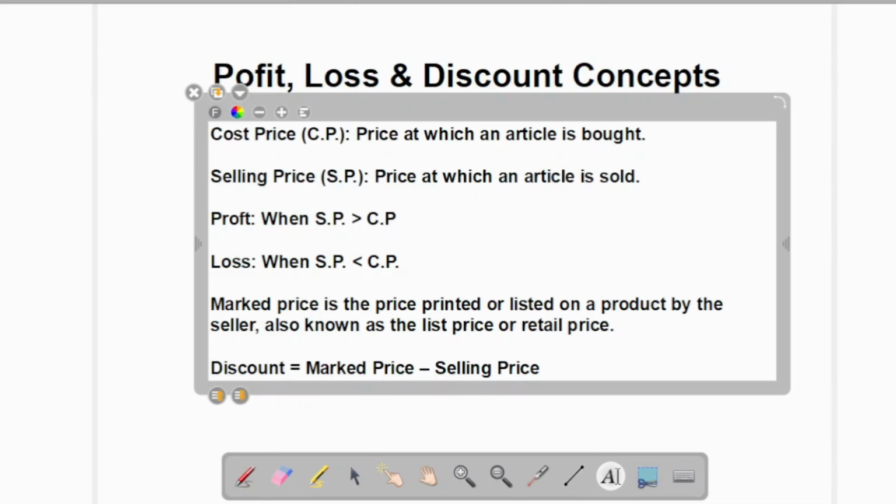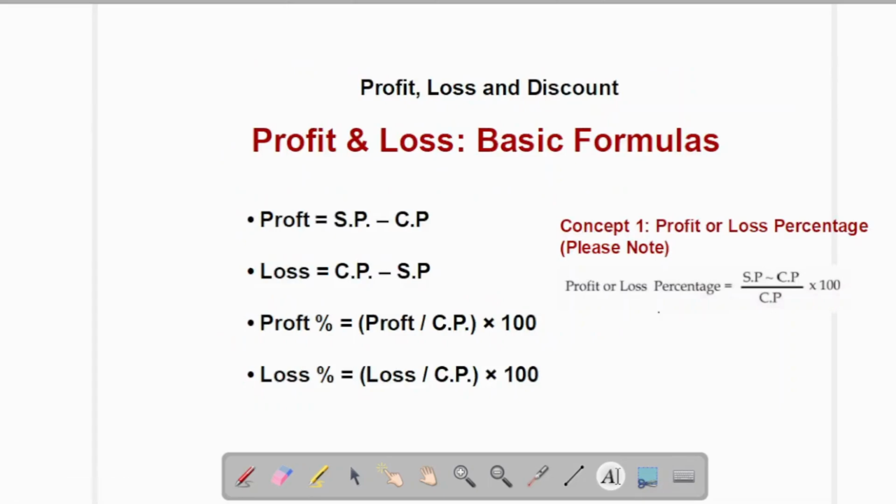Now let us begin the concept of profit, loss and discount. Prior to that, we need to memorize some formulas which you have learned during your class 8 and class 9 exams. The profit is equal to selling price minus cost price. Remember, whenever you are making a profit, your selling price is more than the cost price. The loss is equal to cost price minus selling price. Whenever you are incurring a loss, your cost price is more than the selling price.